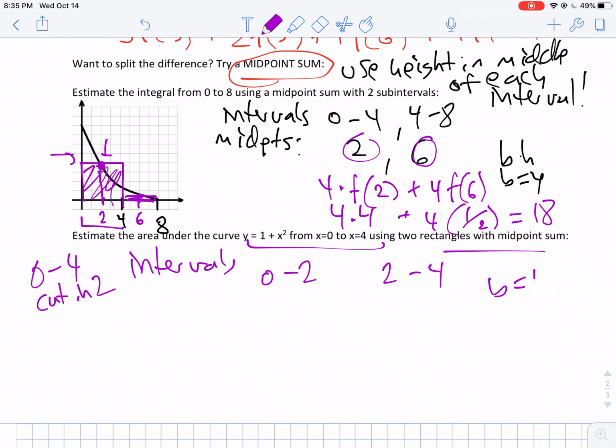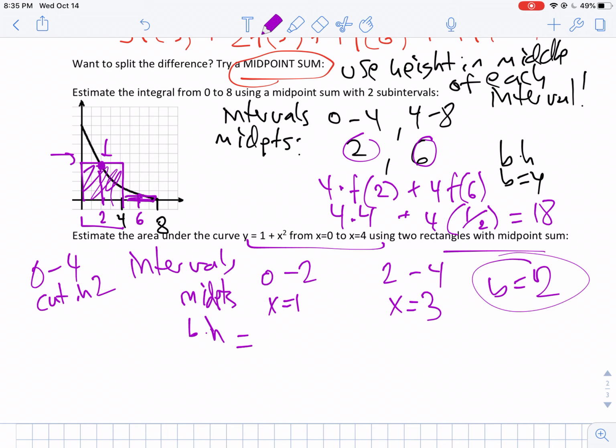And of course, each of these intervals has a base of 2. Now, the midpoints of each one, well, what's in the middle of 0 and 2? My midpoint is x equals 1, my midpoint here is x equals 3. So when I do base times height and add those together, I still have a base of 2 for each of these. So that's just going to be 2 times f of 1 plus 2 times f of 3. So I'm just saying, what's the point in the middle where you use that?